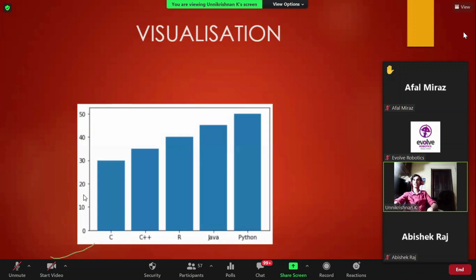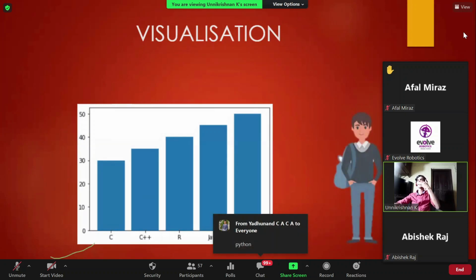So in the y-axis, we have the salary of each programming language. This is in thousands: 50,000, 40,000, 30,000, 20,000, 10,000, 0. And in the x-axis, we have the programming languages: C, C++, R, Java, Python. This is just a sample. In real life, we have more complex data. So from this graph, what do you think will be the best programming language that is suitable for our friend Peter?